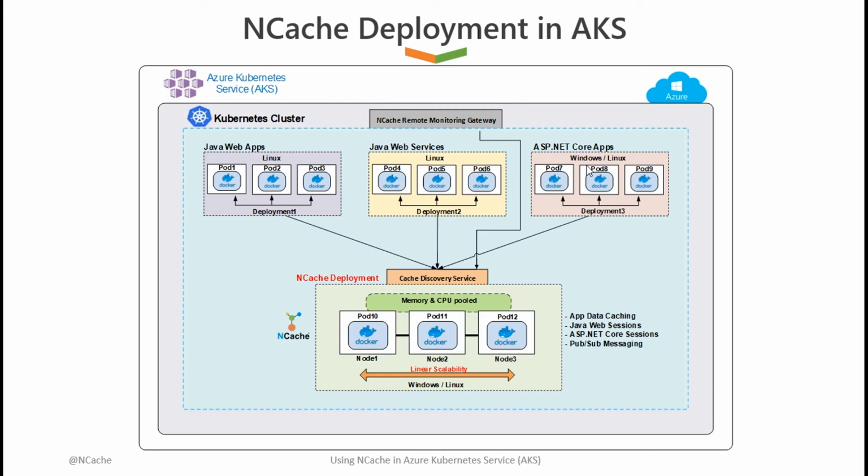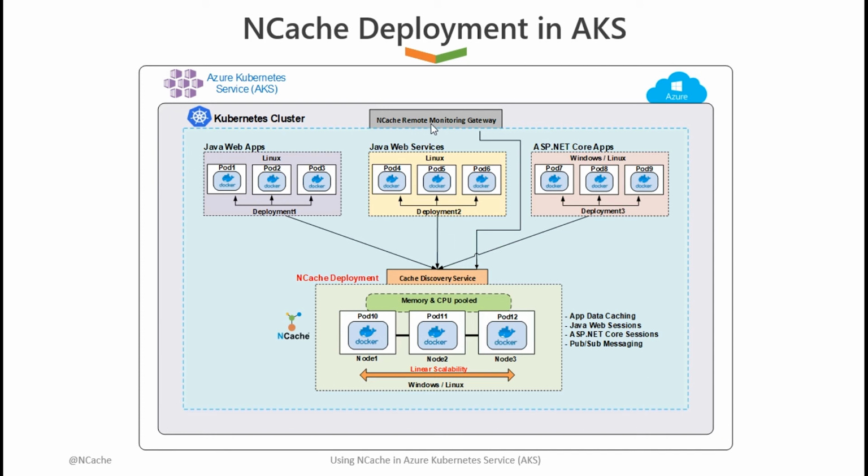Similarly, I've got an ASP.NET Core web app deployed on different pods using Docker image. And these instances are using .NET Core installation of NCache to connect to my cache cluster. My cache cluster is also based on Docker image, which is Linux-based image of NCache, available on our website as well as on Docker Hub. And that's what I've used to create a cache cluster on different pods.